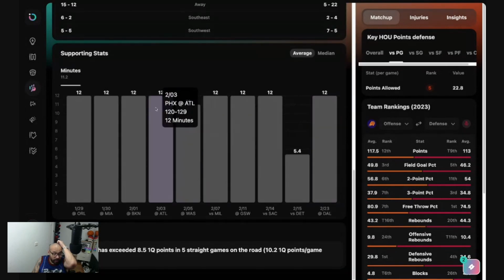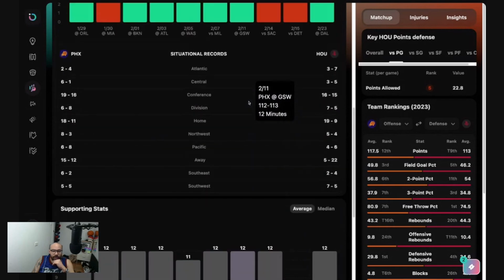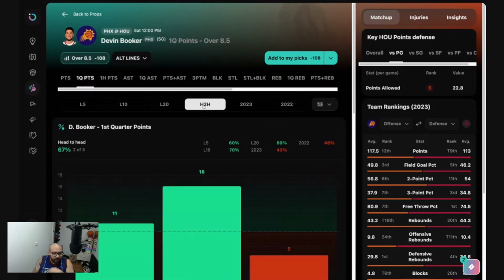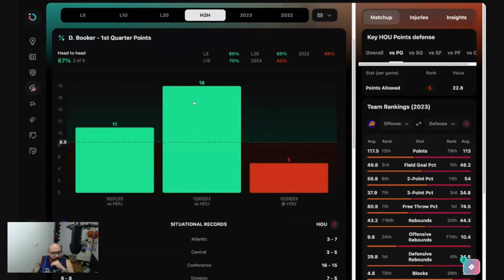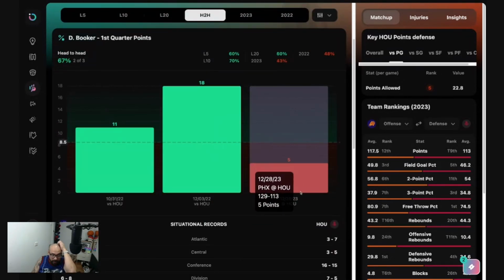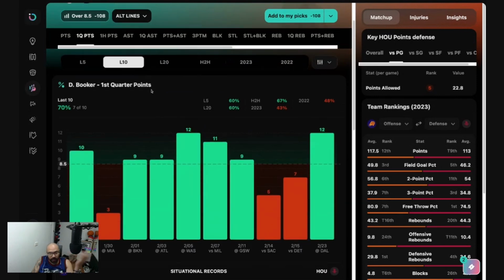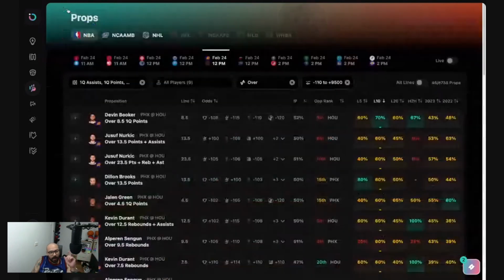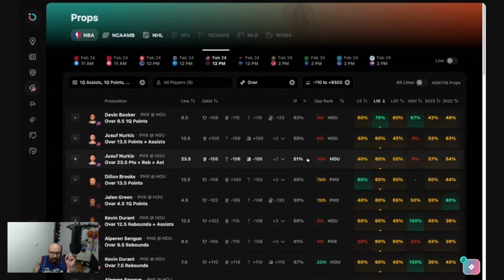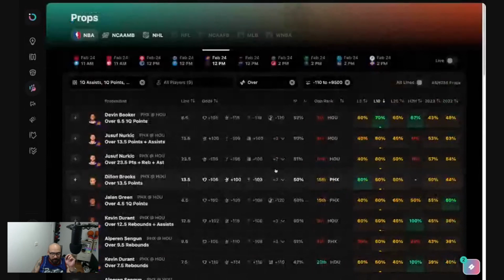In the first quarter, he normally plays the whole first quarter, right? So the opportunities are definitely going to be there. In head-to-head matchups, he's covered this in 2 out of his last 3 games against the Rockets. 1 matchup against them this season, but he only scored 5 points in that game, in that first quarter, not in that whole game. So, yeah, I'm not feeling that for Devin Booker already. All these other players looking at their last 10, obviously nothing screaming out.